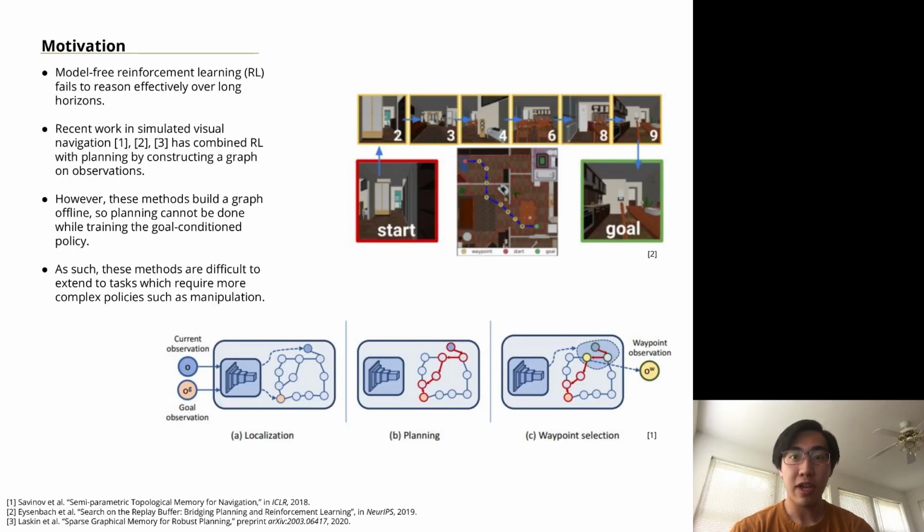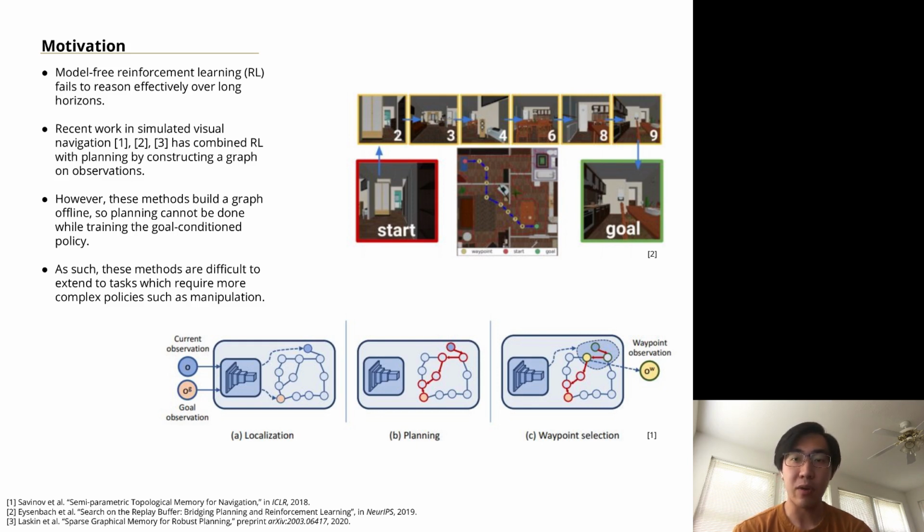To provide the motivation behind this work, currently model-free reinforcement learning algorithms fail to reason effectively over long horizons. To address this, recent work in simulated visual navigation has combined RL with planning by constructing a graph on observations. So on the right, we show an example of visual planning from search on the replay buffer. Search on the replay buffer uses graph search to find visual waypoints for a policy to navigate with.